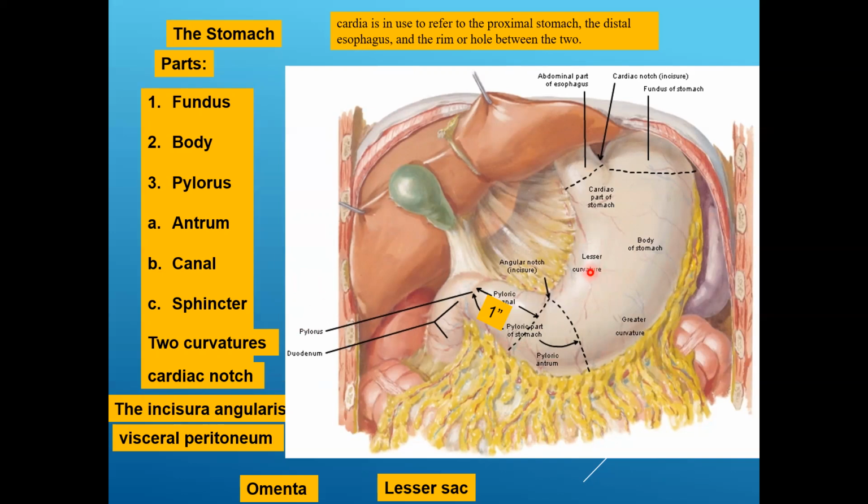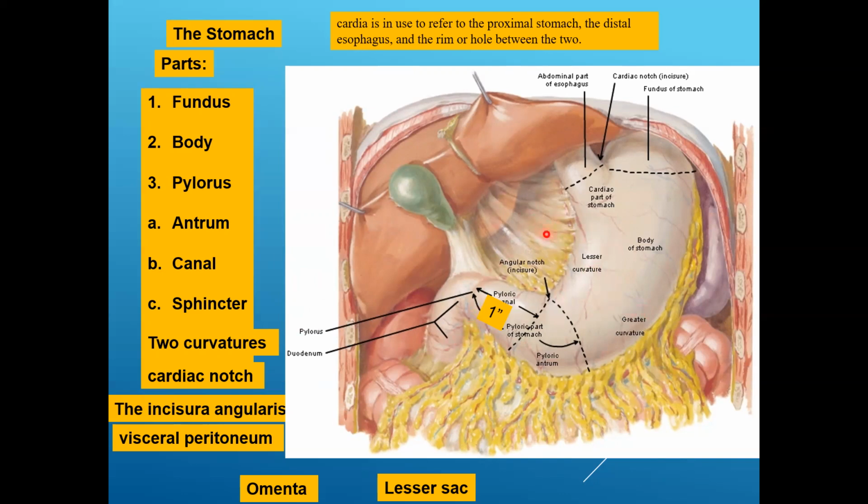gut or the intestine. It acts like a policeman. They call it the policeman of the abdomen. Whenever you have infection, when you have a leak, whenever you have an ulcer, it tries to go and wrap it up so that it does not spread. Dr. Atif is going to talk more about it.